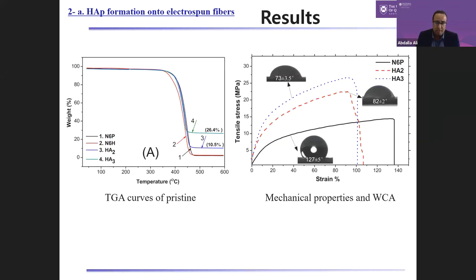TGA also indicates how much the concentration is, starting from 10.5%. We could reach 26% contribution of inorganic hydroxyapatite minerals on the surface of the electrospun mats. It also enhances the mechanical properties, as we can see, increasing the elastic modulus and ultimate tensile strength. However, it decreases the elongation, but the scaffold is still handy and can be handled very easily, and it also enhances the surface suitability, as we can see.